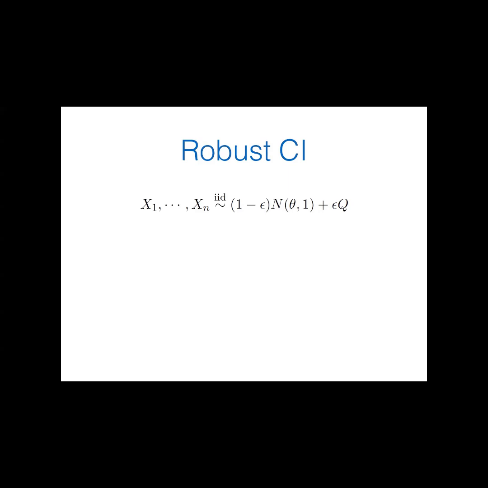The parameter epsilon, I'm going to call the contamination proportion. And I'm going to ask the same question: now, with the presence of outliers, how can we still construct a confidence interval for the location parameter theta? Before talking about uncertainty quantification, perhaps I can briefly review what we know about estimation.